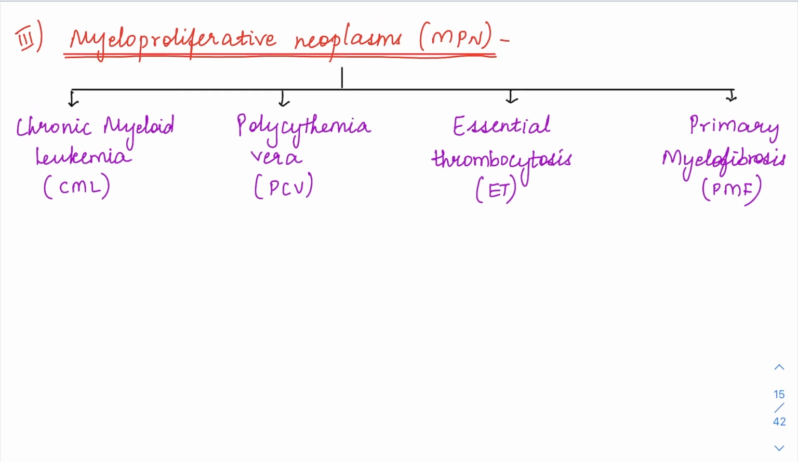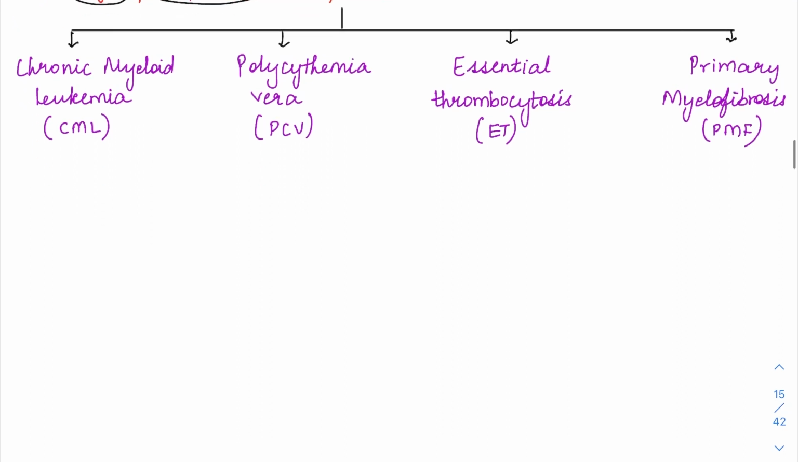So the next one. We are done with the leukemias now. Let's move on to the myeloproliferative neoplasms. Under myeloproliferative neoplasms, as the name suggests, there is going to be proliferation of the myeloid cells. We have 4 classes under this. First one will be chronic myeloid leukemia, CML, then polycythemia vera, then essential thrombocytosis, then primary myelofibrosis.